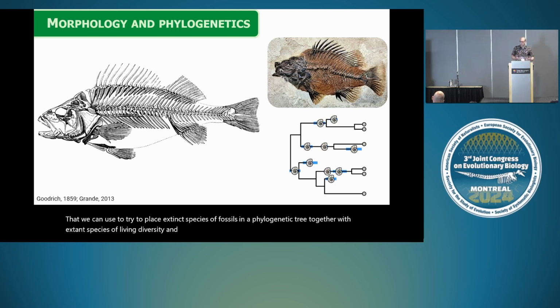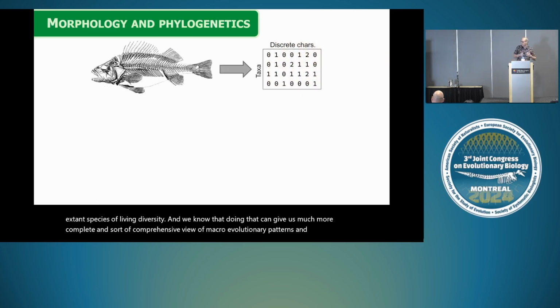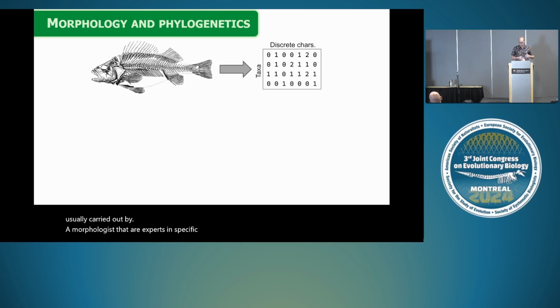And we know that doing that can give us a much more complete and comprehensive view of macroevolutionary patterns and processes. And as we saw already in the previous talk, usually in phylogenetics, we use morphology as discrete characters. And this is a very complex process, usually carried out by morphologists that are experts in specific taxa. Brenen talked about a lot of the things that go on when you build such a discrete character matrix.